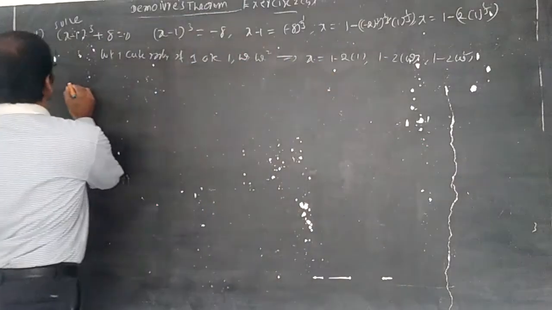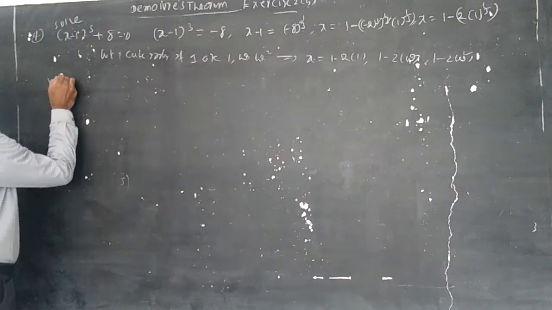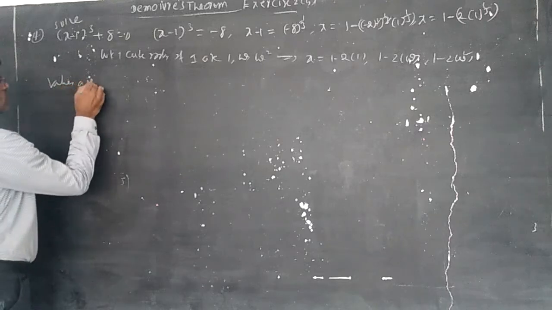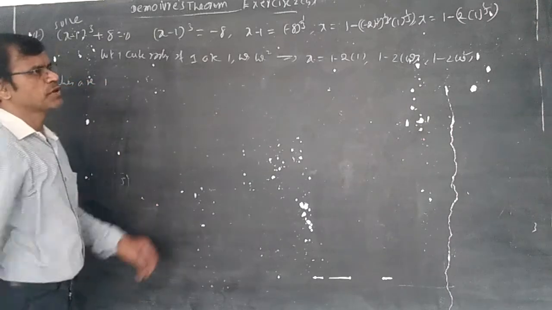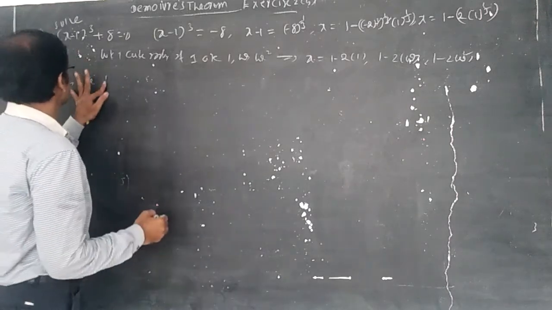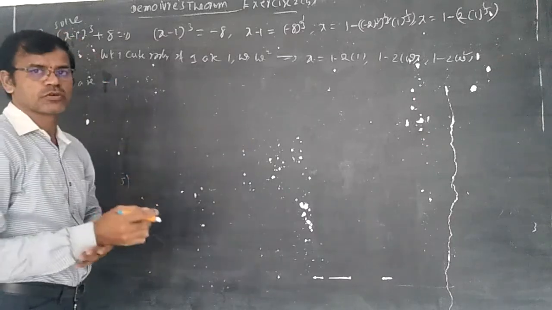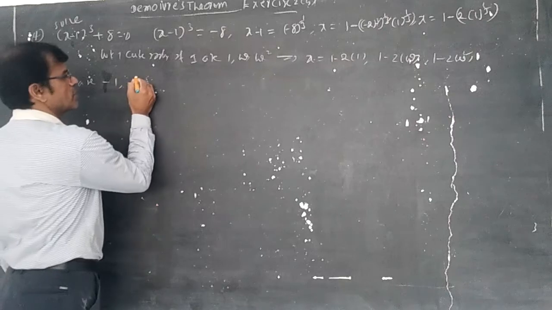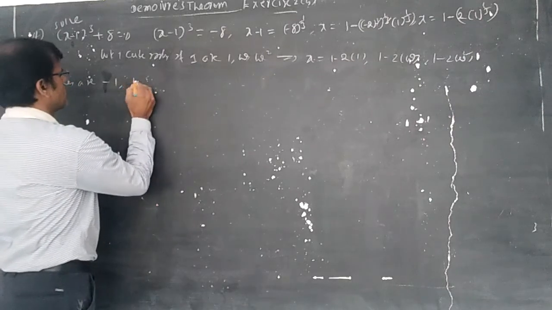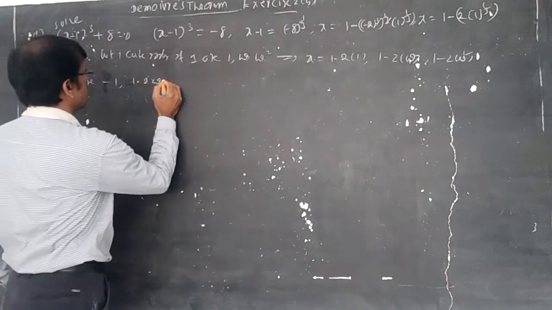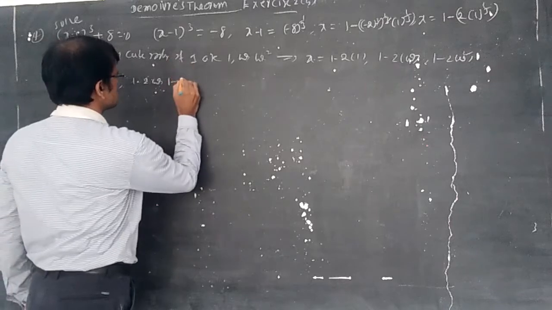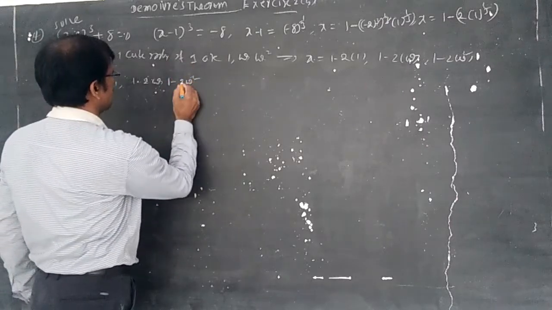That's all. So the values are: 1 minus 2 becomes minus 1. If you substitute here also, it becomes minus 1 minus 1, minus 2 whole cube, minus 8 plus 8 becomes 0. The roots are minus 1, 1 minus 2 omega, 1 minus 2 omega square.